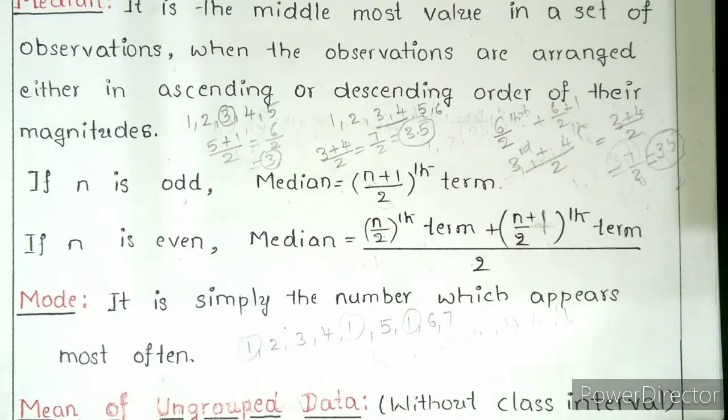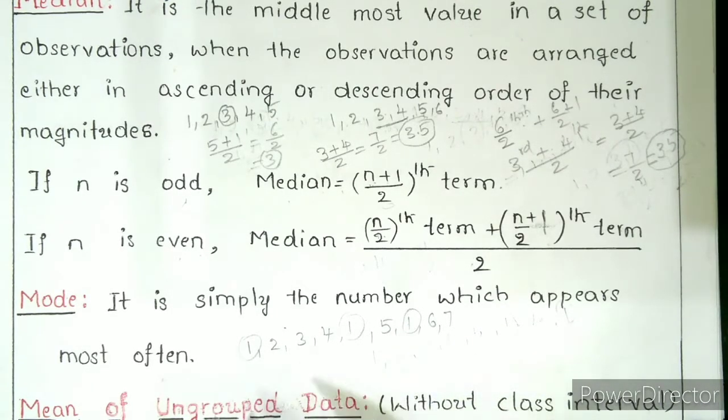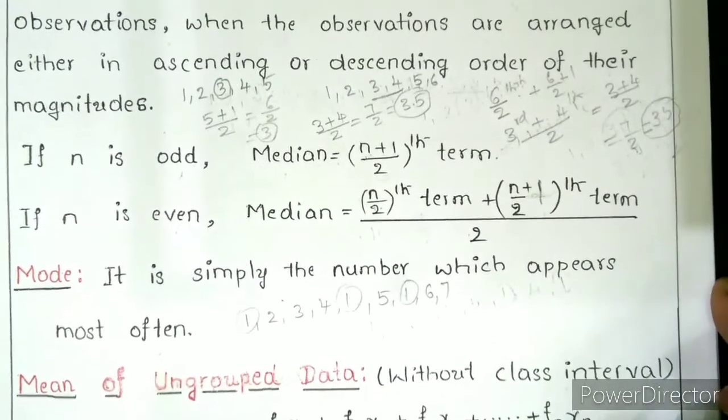Clearly 3 times it repeats. So therefore the frequency of 1 is 3. Therefore 1 is the mode. So 1 repeats 3 times.